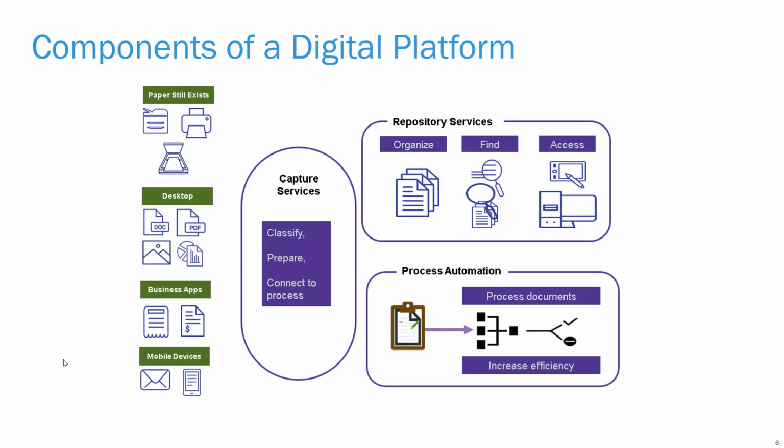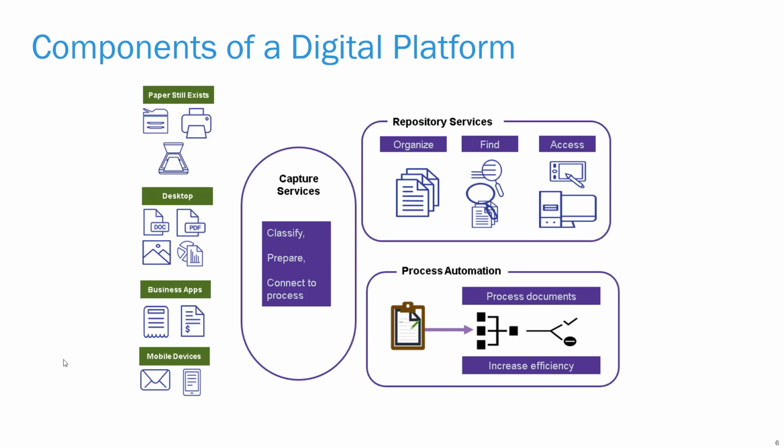What are the components of a digital platform? On the left-hand side, we see that paper still exists. We still need scanning. We still need the ability to scan from a desktop, from a mailroom type of environment, or a multifunction device. We need to be able to capture documents from the desktop, whether it be from email systems or from third-party business applications. We need the ability to grab this information and put it into a central repository. Business applications that we talked about before output documents, and they require to be stored digitally in a document management system for archive and retrieval.